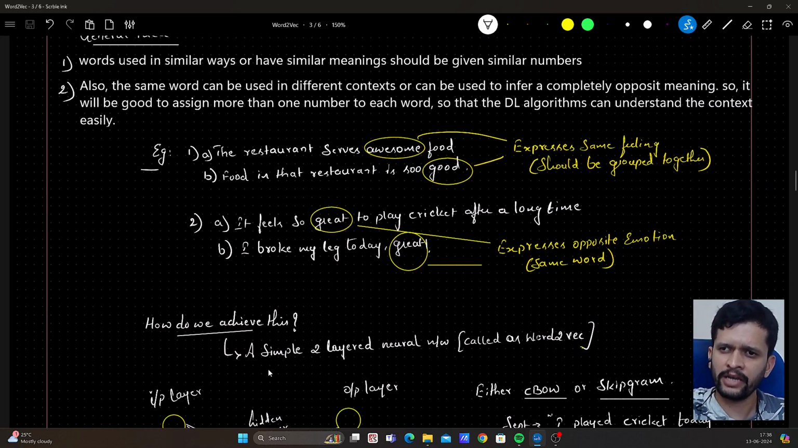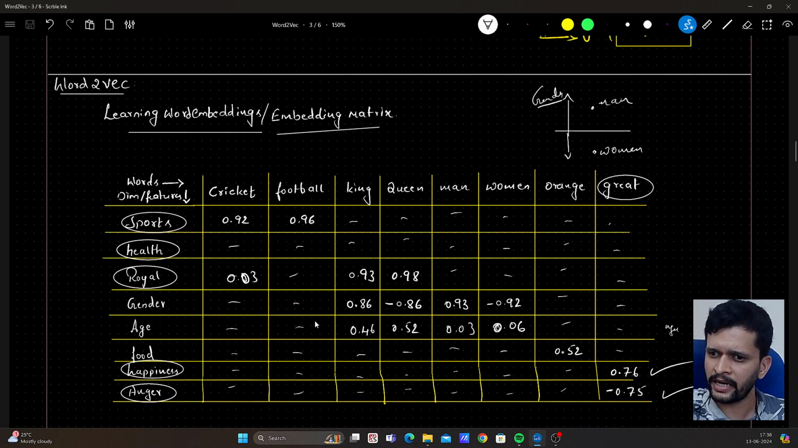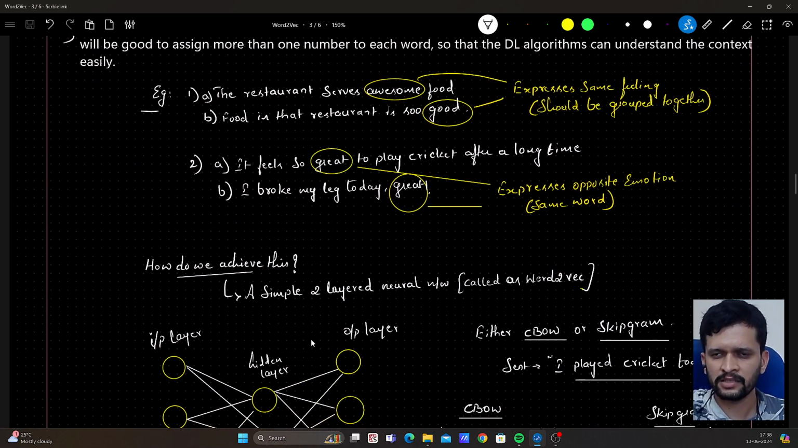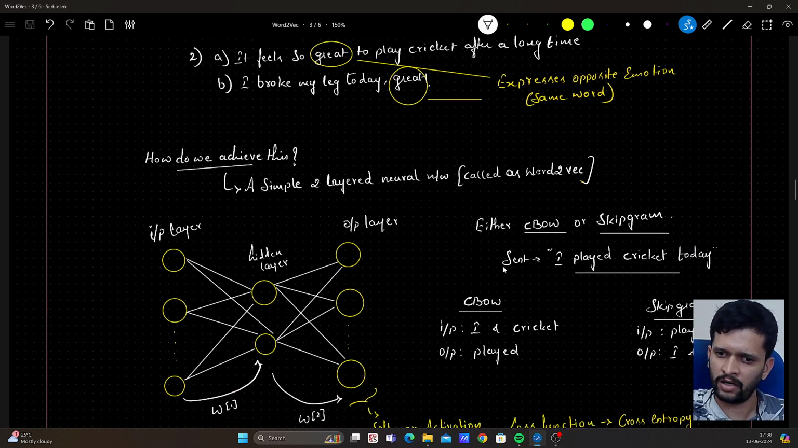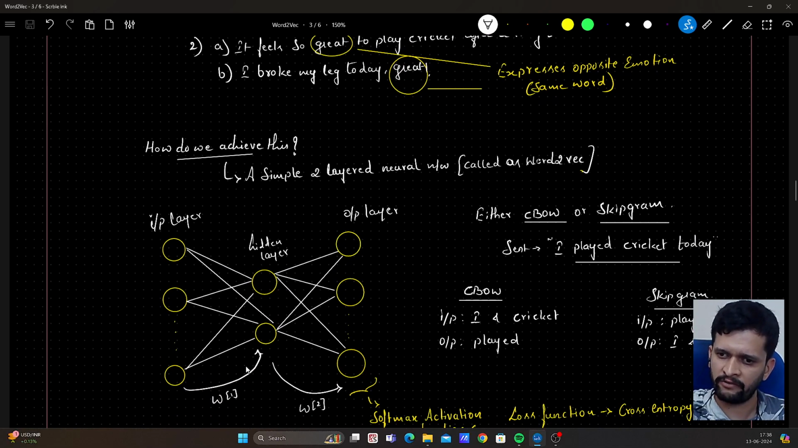Now, how do we achieve this? How do we learn this embedding matrix? The answer is that it's a simple two-layer neural network, which is the Word2Vec model. We'll have an input layer, a hidden layer, and an output layer.